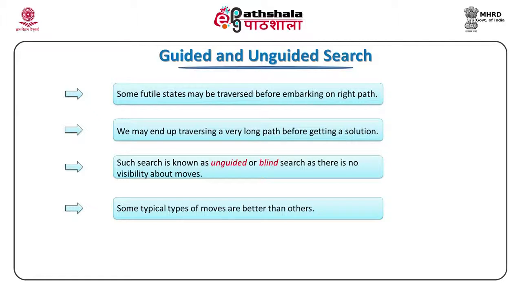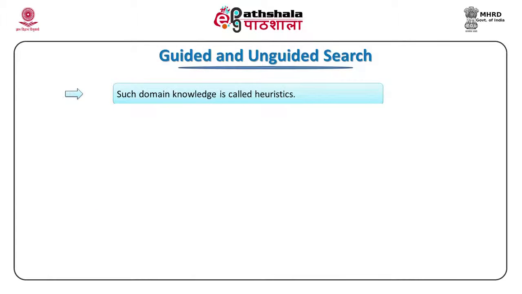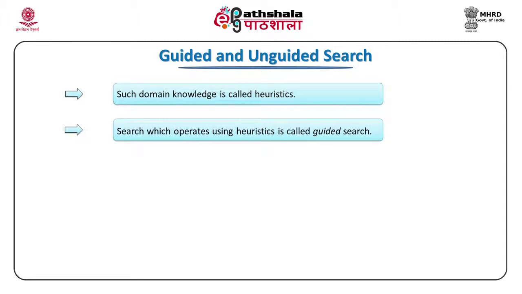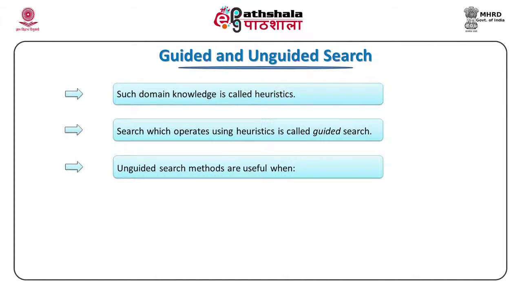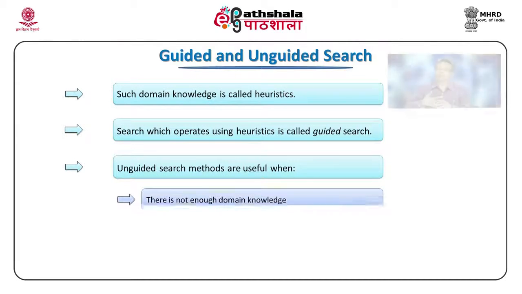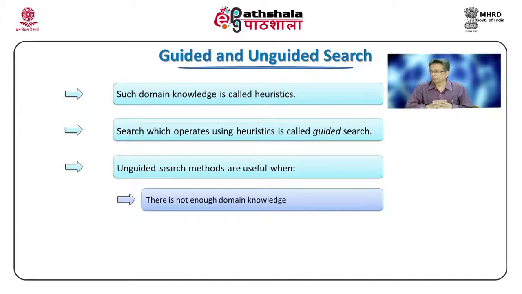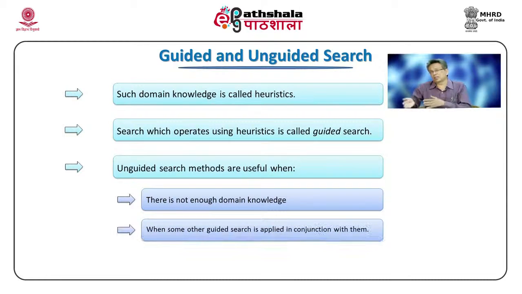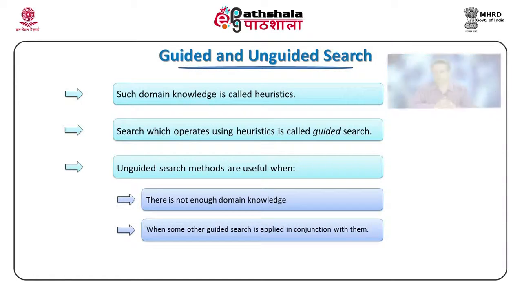We have already seen some domain knowledge. If you have that domain knowledge, where you can say which move is better than the other, it is called heuristic. If you use heuristic, it becomes guided. If you do not use heuristics, it is unguided. Unguided search is used in two cases. There is not enough domain knowledge, we do not know. Okay. And when some guided search is already applied, the problem domain becomes so small that you do not need to worry about heuristic. You just try exploring all possible options and solve it.